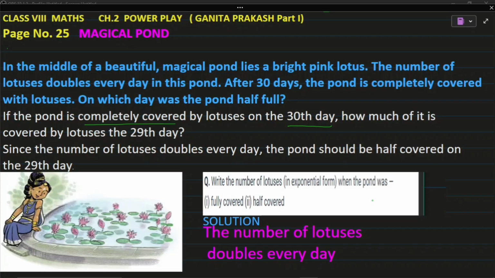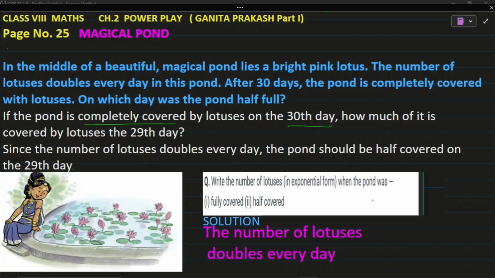So if the pond is completely covered by lotuses on the 30th day, how much of it is covered by lotuses on the 29th day? Because on the 29th day, if 4 lotuses are there, on the 30th day 8, and on the 30th day the pond is completely filled. That means on the 29th day the pond will be half covered, because half becomes full on the next day. So on the 29th day the pond will be half covered with the lotuses.